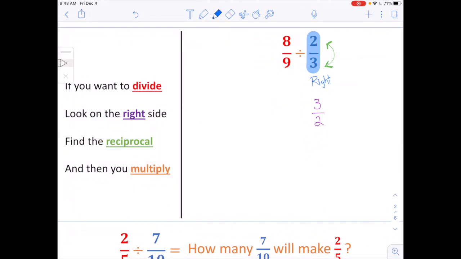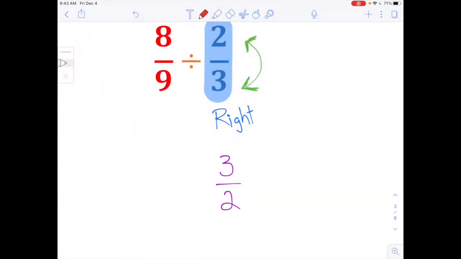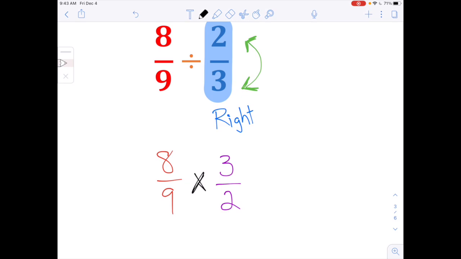and then you multiply. So now I'm going to go back to this problem, and I'm going to write 8/9, keep that in front, and then it changes to a times problem. So let me highlight that. It was division, now it's times. All right, now I'm ready to look for common factors.